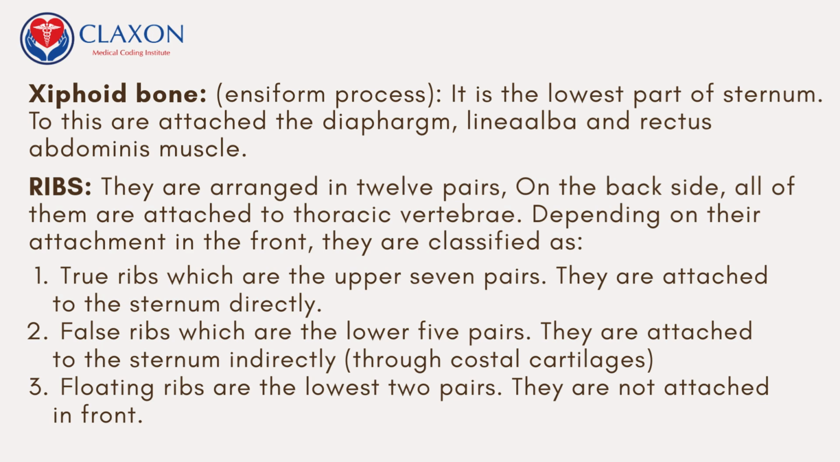Ribs, they are arranged in 12 pairs, on the back side, all of them are attached to thoracic vertebrae. Depending on their attachment in the front, they are classified as true ribs, which are the upper 7 pairs. They are attached to the sternum directly. False ribs, which are the lower 5 pairs. They are attached to the sternum indirectly, through costal cartilages. Floating ribs are the lowest 2 pairs. They are not attached in front.